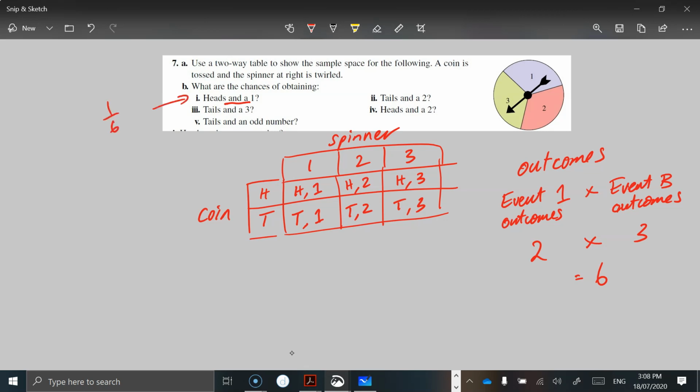Okay. Part 2, we want tails and a 2. So tails and a 2, it only happens once as well out of the 6 outcomes.